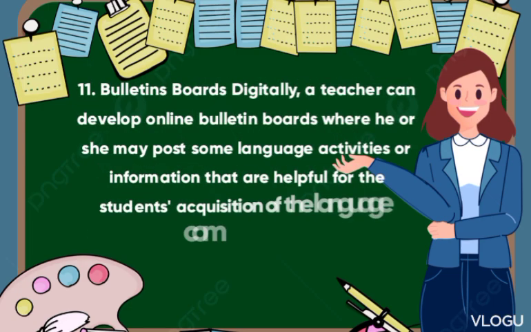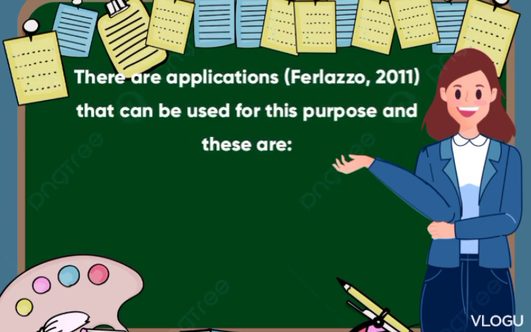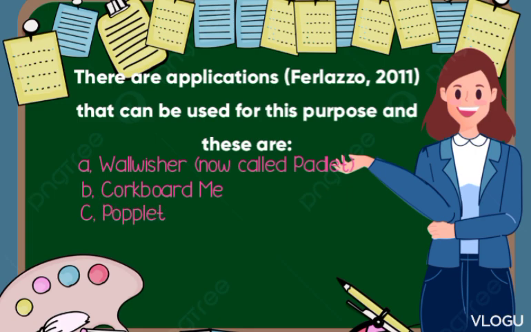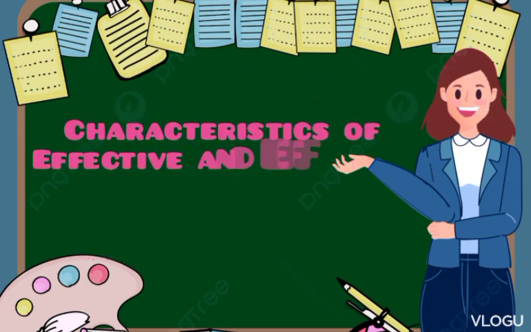Number 11 is the bulletin boards. Digitally, a teacher can develop online bulletin boards where he or she may post some language activities or information that are helpful for students' acquisition of the language competencies. There are applications that can be used for this purpose, and these are Wall Wisher, Cardboard.me, Padlet, Spaces, GroupZap, and RealtimeBoard. Ito yung mga applications na pwede natin gamitin para ma-develop yung ating online bulletin boards.